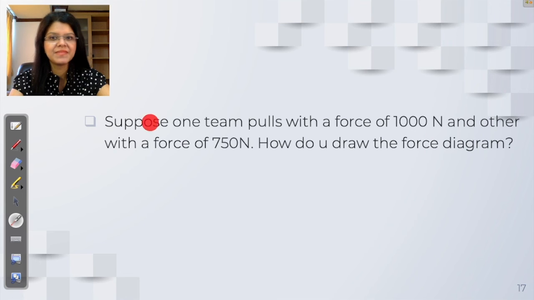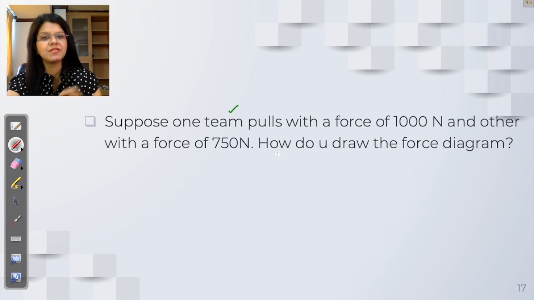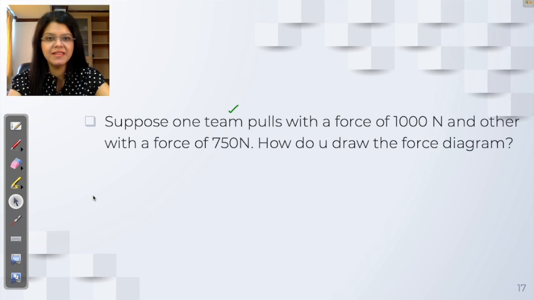Here we have an example. Suppose one team pulls with a force of 1000 Newtons and the other team pulls with a force of 750 Newtons. How do you draw the force diagram? So what teams are we talking about? We are talking about the teams of tug of war. So how do you draw the forces? You can pause the video for a while, draw your diagram, and come back. Two forces, 1000 Newtons and 750 Newtons. Please do remember you have to draw the arrows with the length proportional to the magnitude. So let's see how the answer would look.